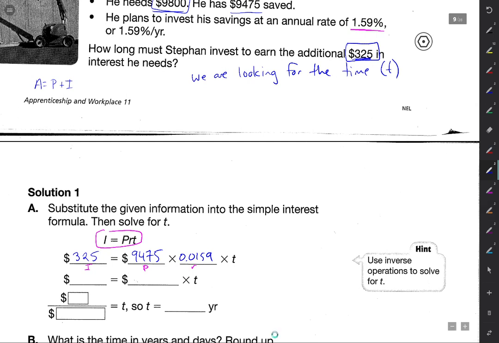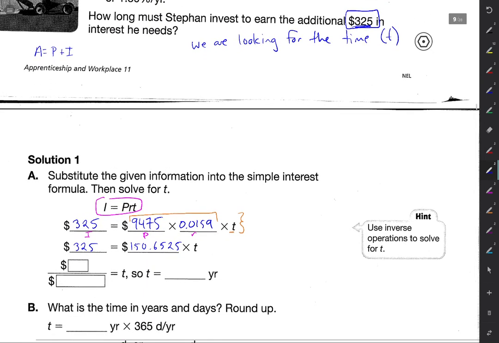So what I'm going to do is, we have 3 things multiplying on this side of the equal sign, and one of them is a letter. So I'm going to start by multiplying the 2 numbers together that we have. So in my calculator, I'm going to do 9,475 times 0.0159, and you should get 150.6525. And then this 325 stayed the same on the other side of the equal sign.